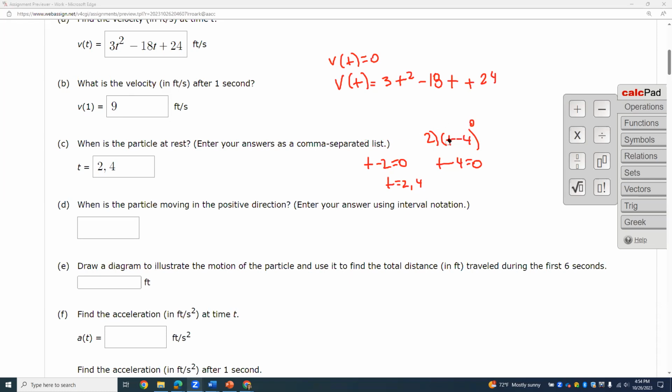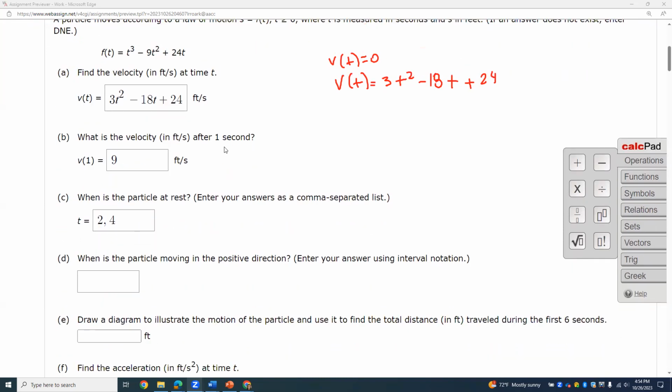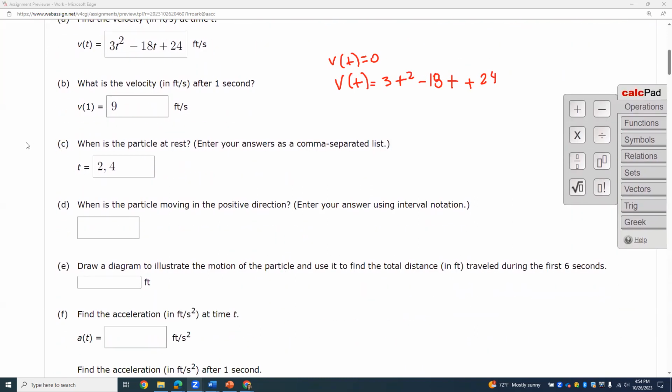So I know this is sometimes where we kind of have to think about this particle that is supposedly just moving, I don't even know, back and forth, right? It doesn't even say, but in the positive direction means that the velocity is positive. I hope that kind of makes sense. So what part D is really saying is that the velocity is going to be greater than 0. So really what we're doing is we now are solving a quadratic inequality.